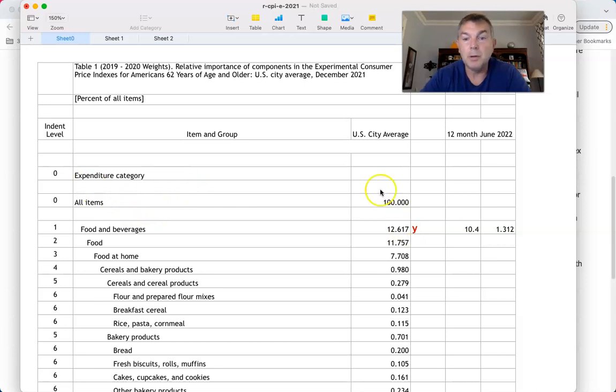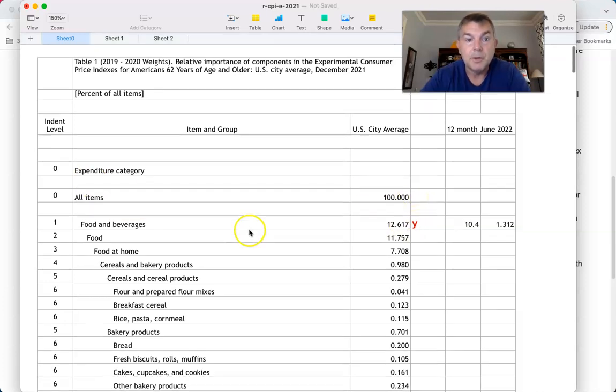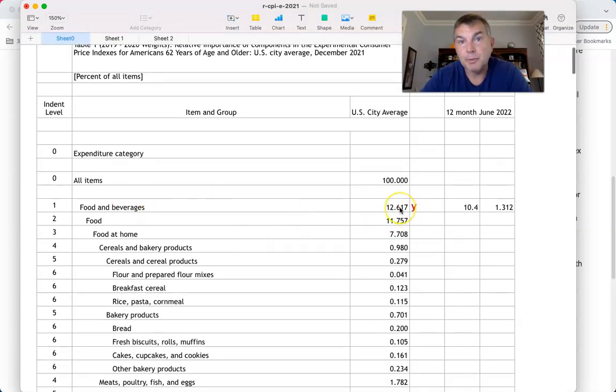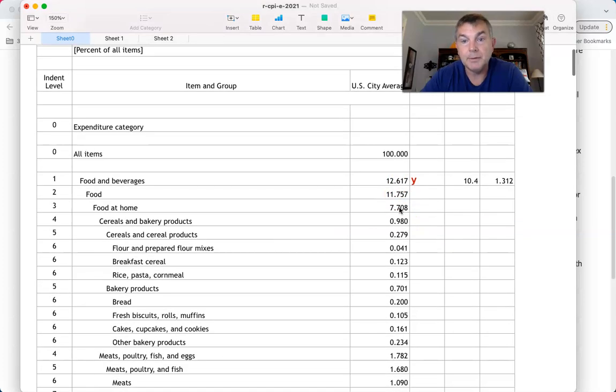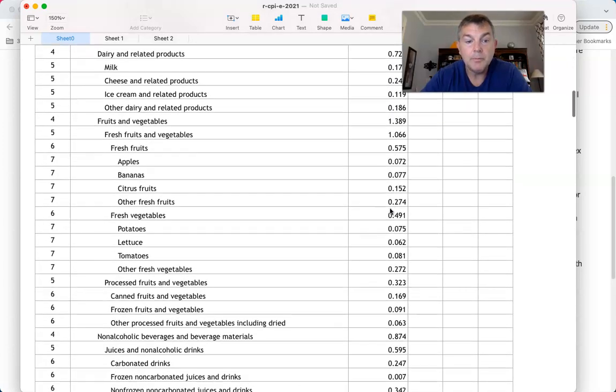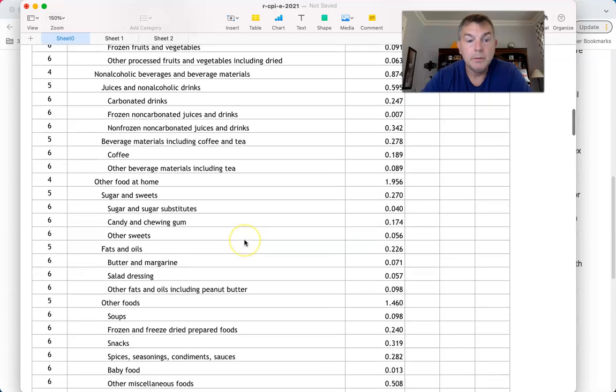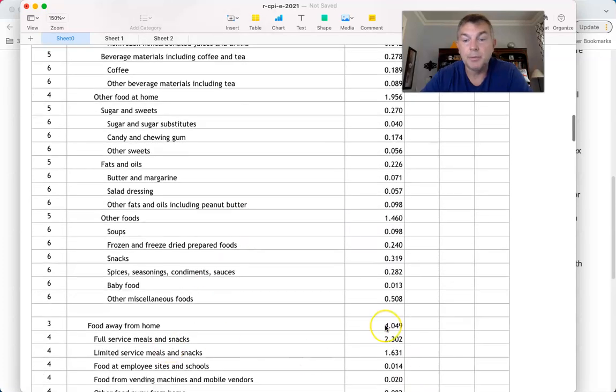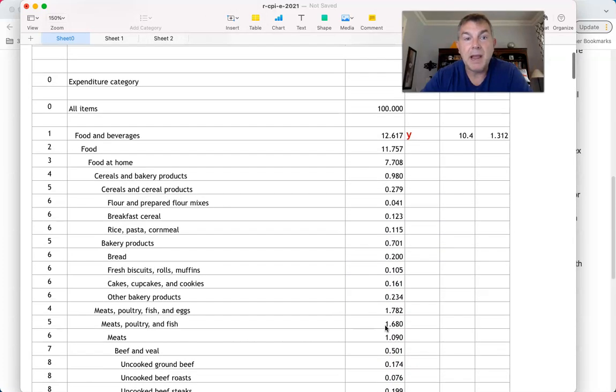So 100% is the expenditure category. Food and beverages represent 12%. Food at home is almost 7.8%, and food away from home is about 4%. So of the entirety of food and beverages, roughly 12%, food at home is 66% and food away from home is 33%, which I think makes sense.